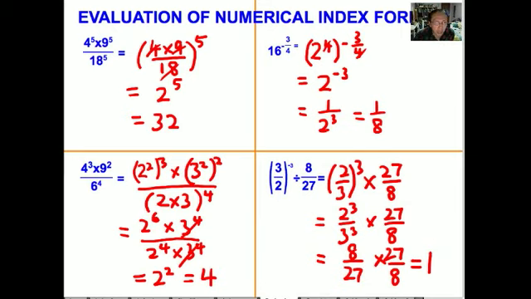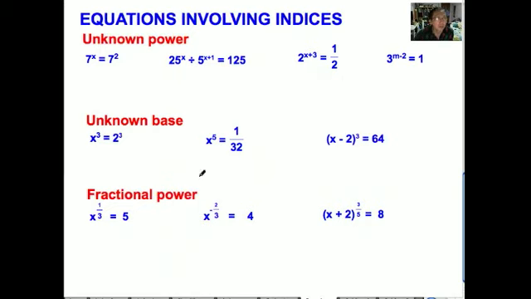Next, we take a look at equations in indices. There are 3 types of equations in indices: unknown power, unknown base, and fractional power. For unknown power, we need to make the same base. Once the bases are the same, we can equate the power, thereby solving the sum.